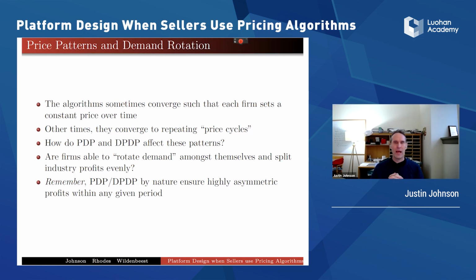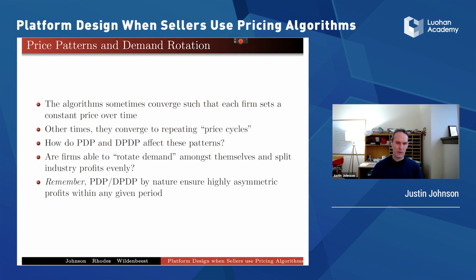For example, sometimes they converge to an outcome where each of the algorithms is just setting a constant price over time, and sometimes they converge to some sort of repeating price cycles. We want to look at how these demand interventions affect the resulting price patterns. The main question we're interested in here is whether the algorithms can learn to rotate demand over time.